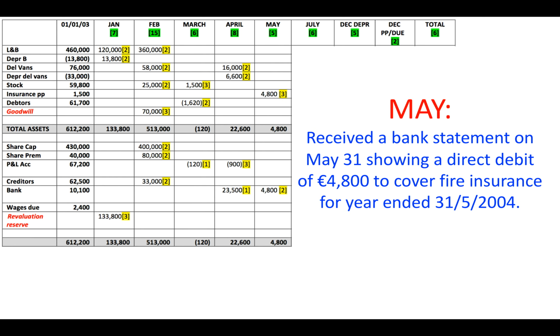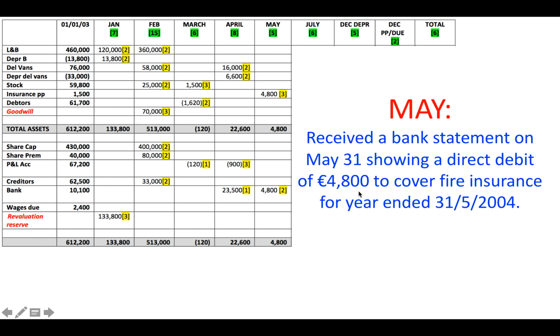So we'll think about what's happened in the bank first of all. So 4,800 to pay for fire insurance. So money has come out of the bank. So therefore, we are increasing our bank overdraft there, 4,800. So where will I put that 4,800 then? So this is to cover fire insurance for the year ended 31st of the 5th, 2004. So that is for 5 months of next year.